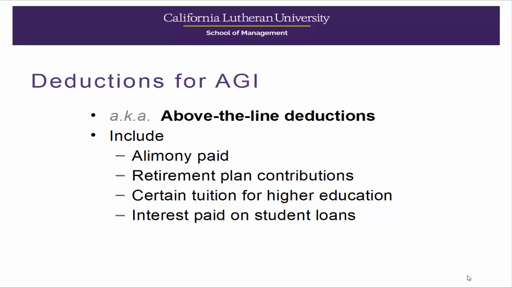Now, after we report all of our gross income that is not excluded for tax purposes, we want to take a look at deductions for AGI, deductions for adjusted gross income. These are also known as above-the-line deductions. These items include alimony paid in some cases, retirement plan contributions, certain tuition or higher education expenses, and interest paid on student loans. Those are the most common deductions, but you can refer to the IRS Schedule 1 for additional deductions available.